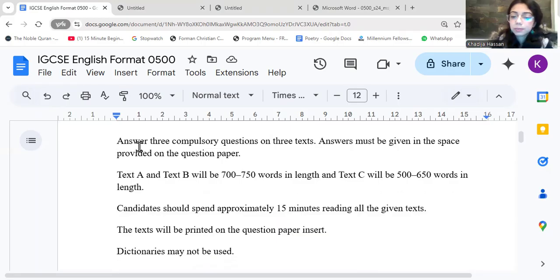Answers must be given in the space provided on the question paper. Text A and text B will be 700 to 750 words in length, and text C will be 500 to 650 words in length. The question that we are answering today comes entirely from text C.